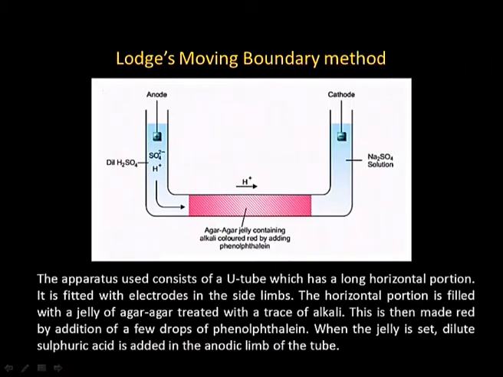You can have a look at this picture where there is a U tube, and in the center it contains agar-agar with a few drops of alkali and a phenolphthalein indicator. This phenolphthalein indicator gives it a slightly dark pink color, and after it sets, it forms a strong gel. A solution of sulfuric acid is filled from the anode side and sodium sulphate from the cathode side. We want to see whether the ions are capable of moving or not.